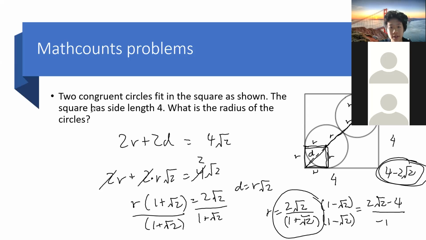So that's it for today. I know these problems were a little bit hard, but these are the kinds of problems you're going to see on the Mathcounts test. All right?